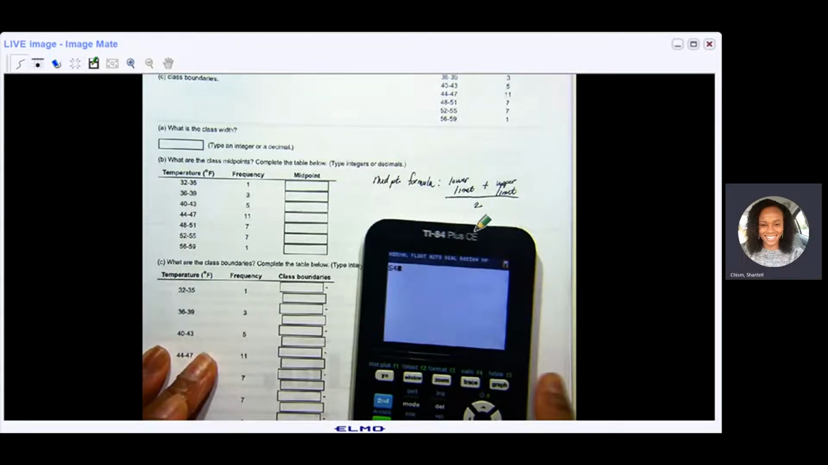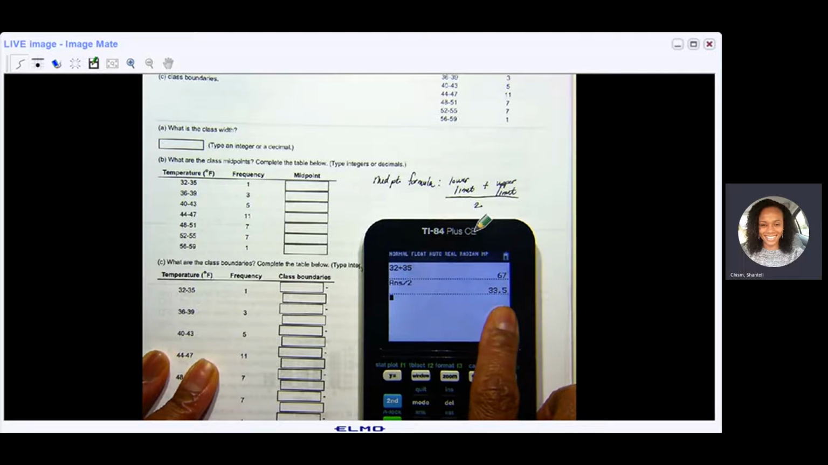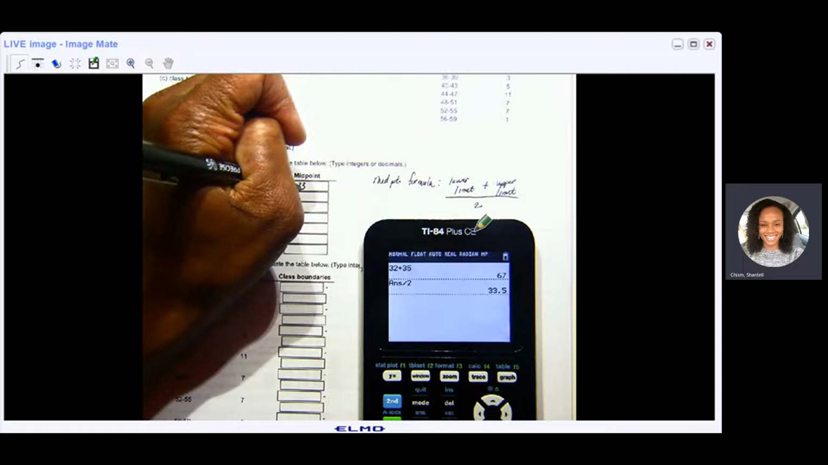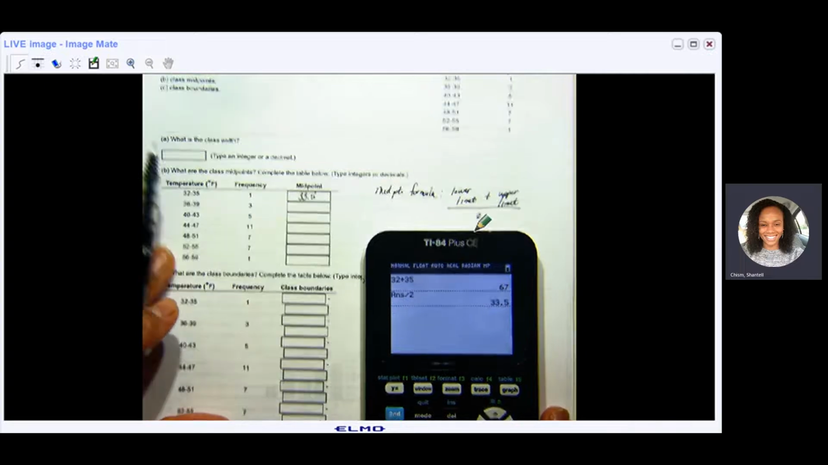So for that first class, we would have 32 plus 35. Try that again. 32 plus 35. Get that sum and then divide that by 2. So our midpoint for class number 1 would be 33.5. And you do not round up the midpoints. You keep them exact. Okay? Oh, I'm sorry. I skipped the first part of this question. Let me do that first.